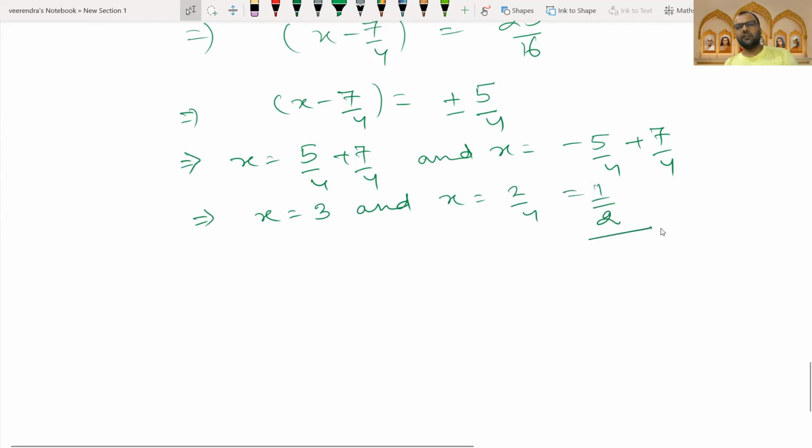So in this way, by making a perfect square, we can solve the quadratic equations. Now we will derive the quadratic formula. What is the quadratic formula?